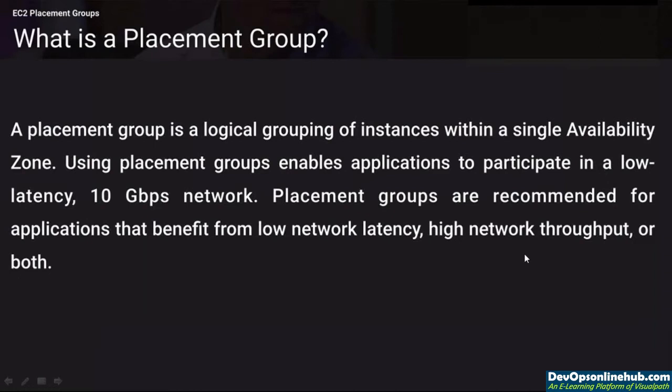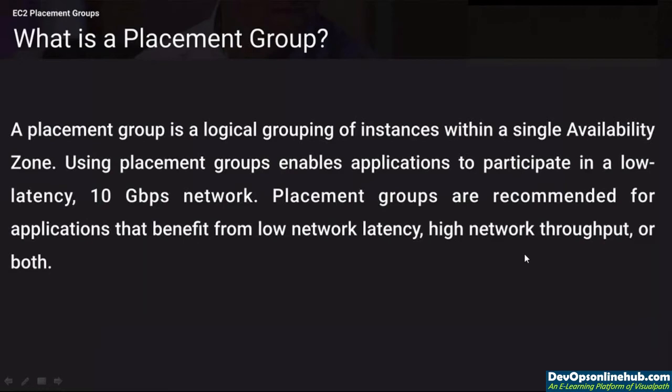Similarly, in the placement group, if I have different EC2 instances in one single availability zone, I can group them up so that if one instance is not used, I can leverage the CPU and RAM capabilities of that. So a placement group is a logical grouping of instances within a single availability zone. Using a placement group enables the application to participate in a low latency 10 Gbps network, so we will be able to achieve low latency.